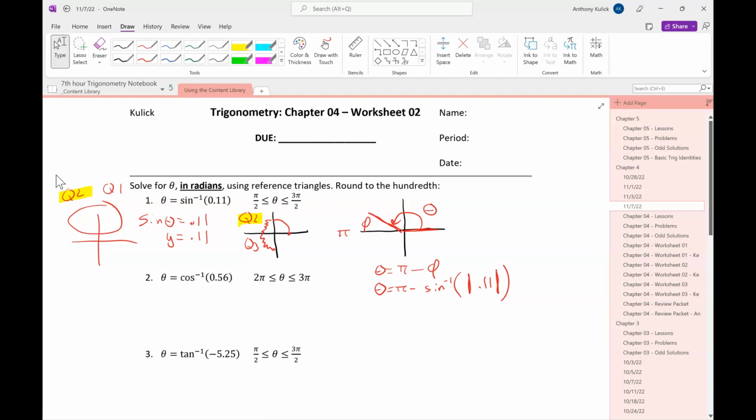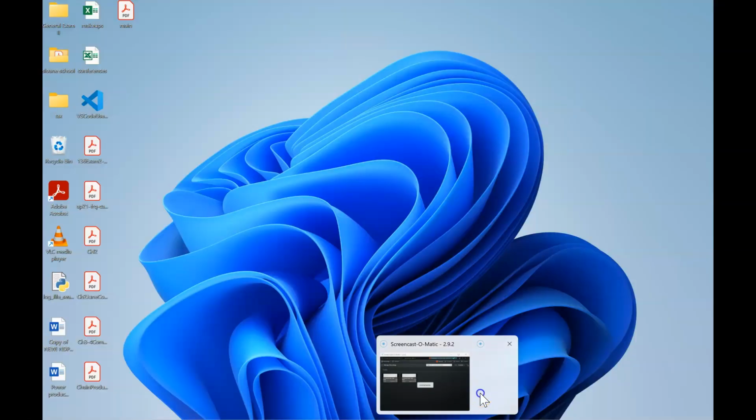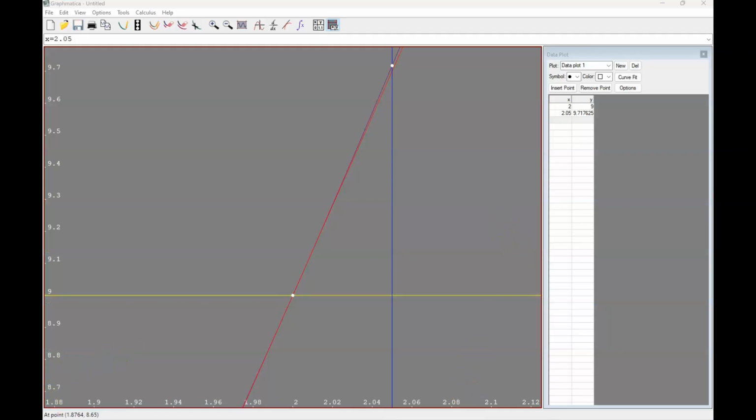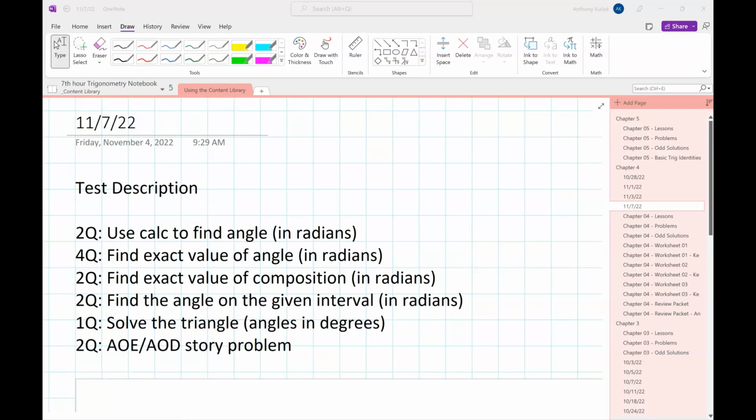All right. Well, let's do this quiz, and then when everybody's finished, we'll go back and talk about the test. All right. So test format is here in the OneNote. So first two questions ask you to use the calculator to find an angle, report your answer in radians. Notice here it doesn't specify an interval. So what does that mean? What are you going to really be doing?